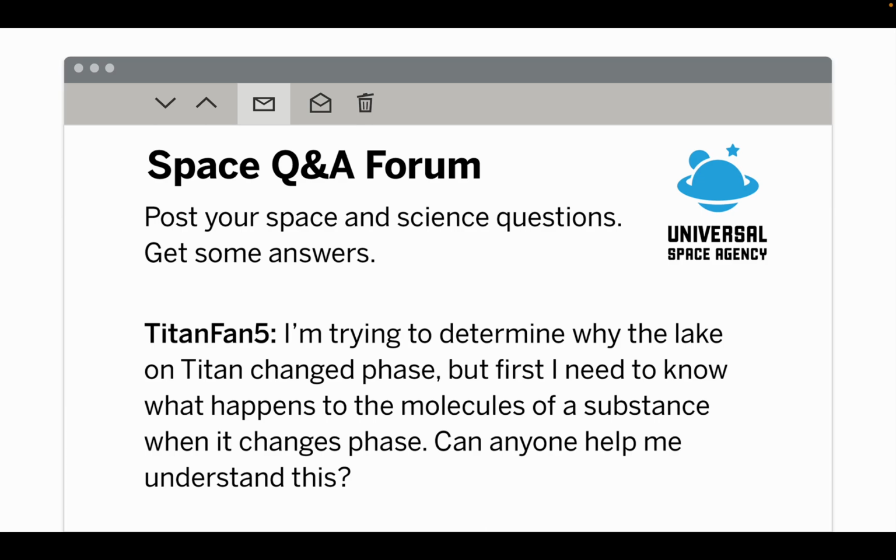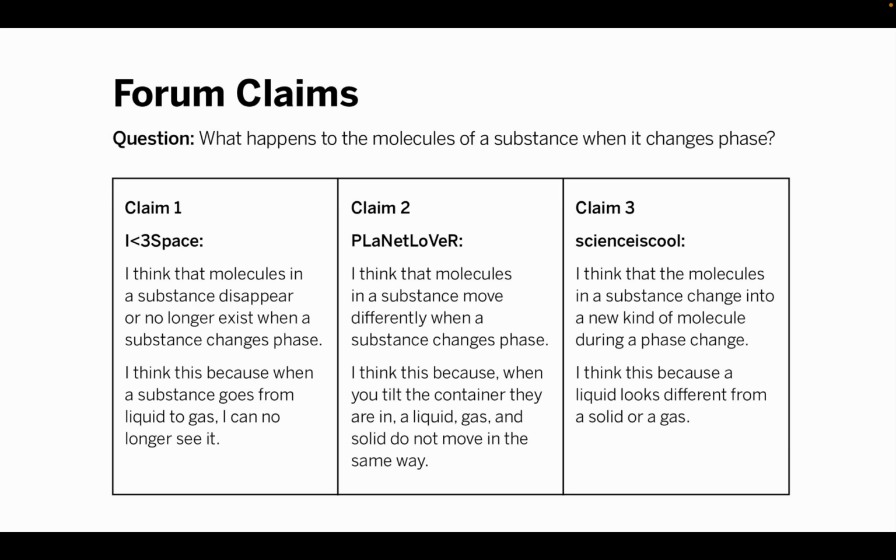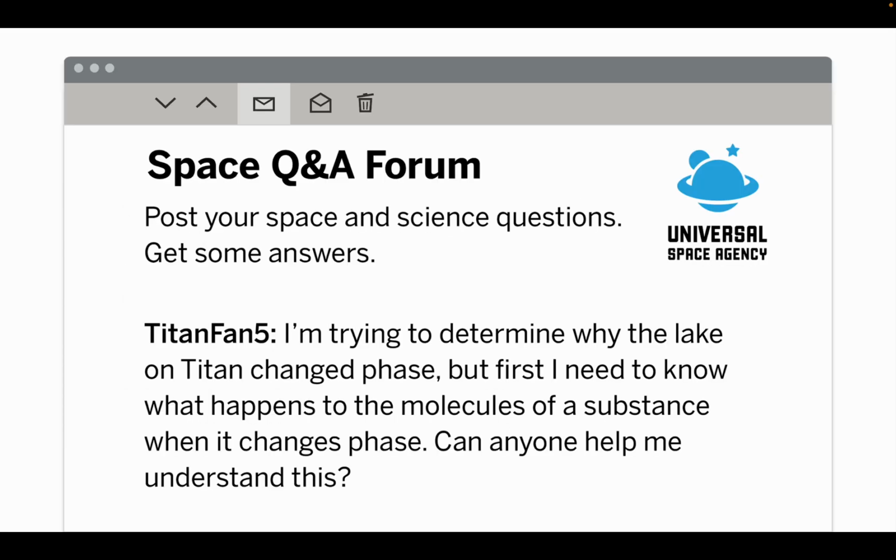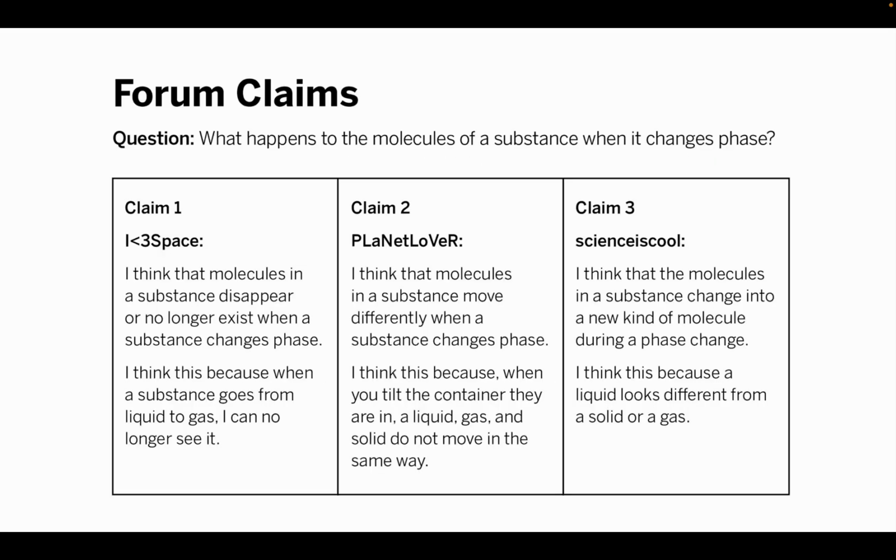Well, like any good citizens, we've got 3 different people who responded to Titan Fan 5. So we have 3 different claims. I Heart Space says, I think that molecules in a substance disappear or no longer exist when a substance changes phase. I think this because when a substance goes from a liquid to a gas, I can no longer see it.